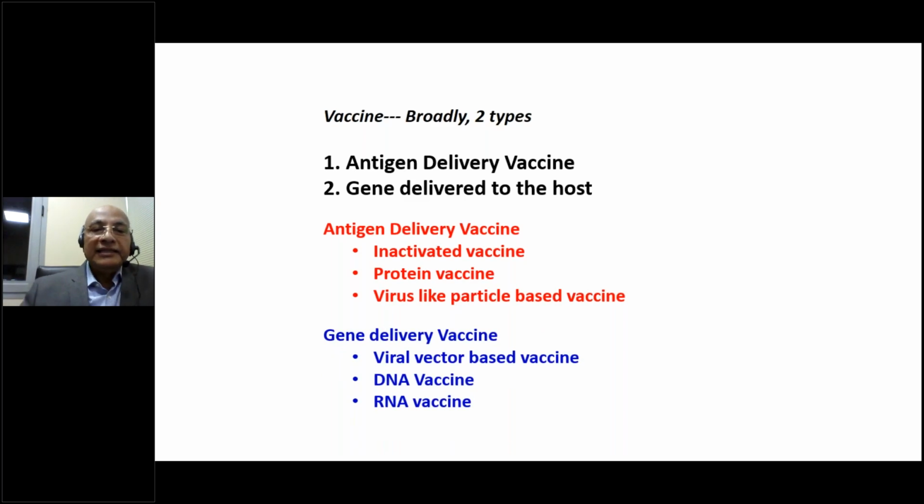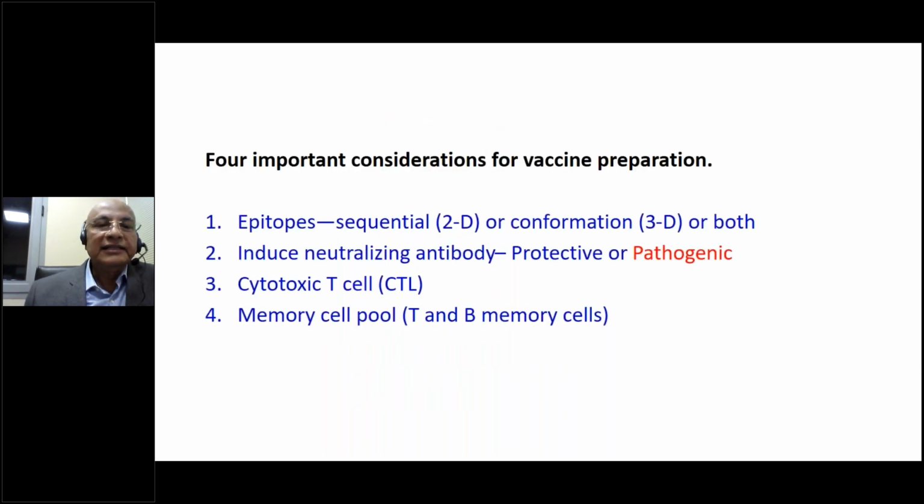We have antigen delivery vaccines, the traditional ones like inactivated vaccine and protein vaccine, which is also the subunit vaccine. Also virus-like particles, which is a new development that we'll discuss a little bit. This is very interesting and showing a lot of promise. And of course, the newer platforms like gene delivery vaccines: viral vector-based vaccines, DNA vaccines, and of course, our favorite, the RNA vaccine.